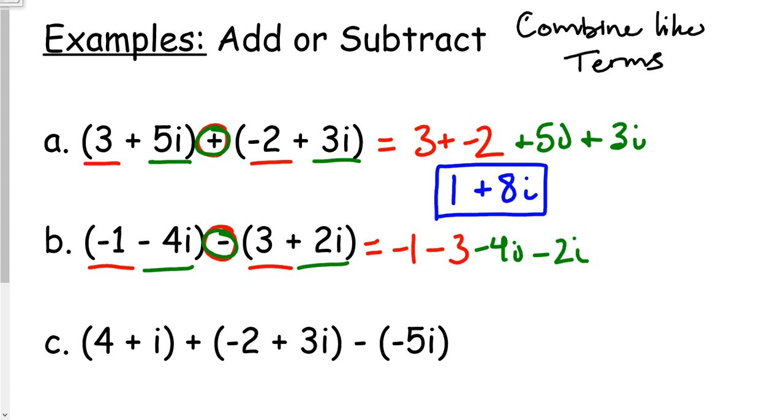Combining my like terms, negative 1 and negative 3 combine to give me a negative 4. Negative 4i minus 2i give me a negative 6i.